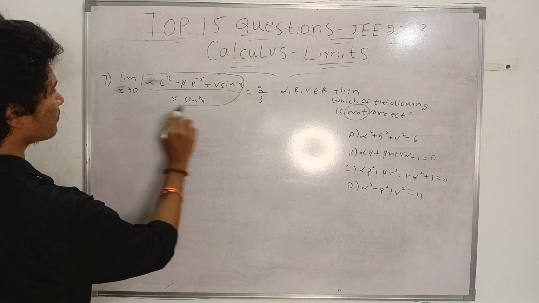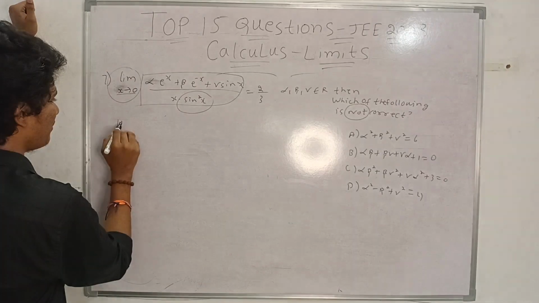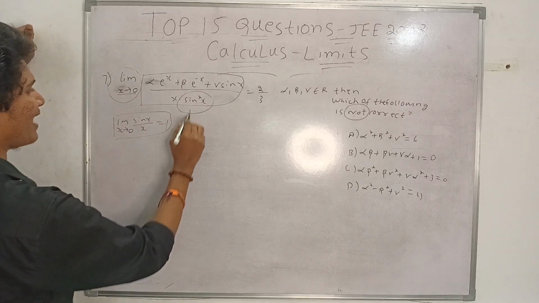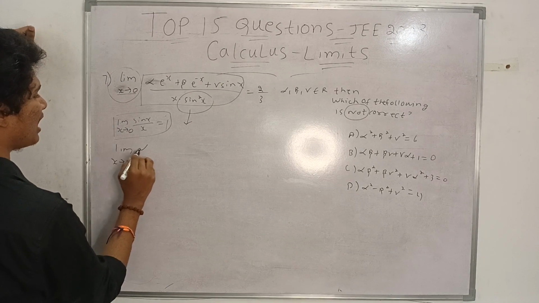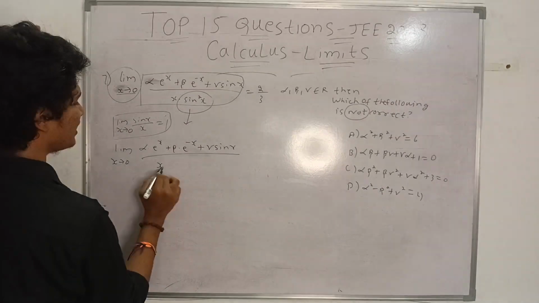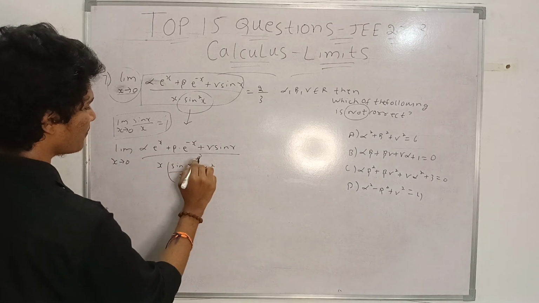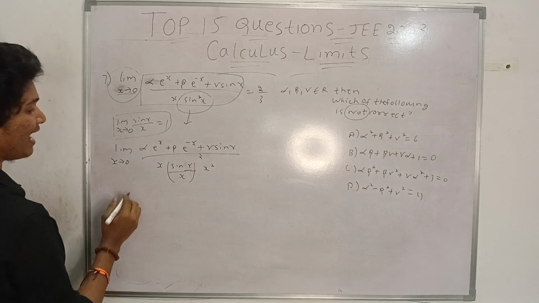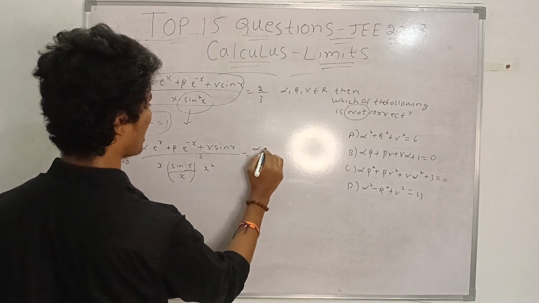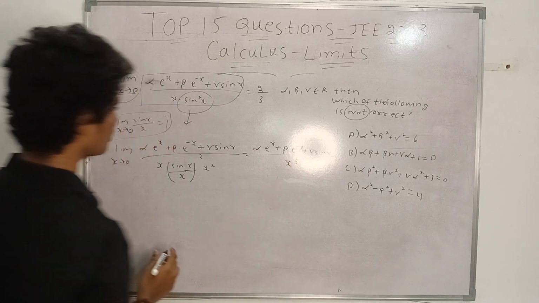Observing the denominator and the limit as x tends to 0, sin x by x equals 1, so I can directly transform this question into the limit as x tends to 0 of (alpha e^x plus beta e^(-x) plus gamma sin x) divided by x times (sin x divided by x) squared times x squared. When x tends to 0, those factors become 1, so the denominator is x cube. Up to now we have solved this question.